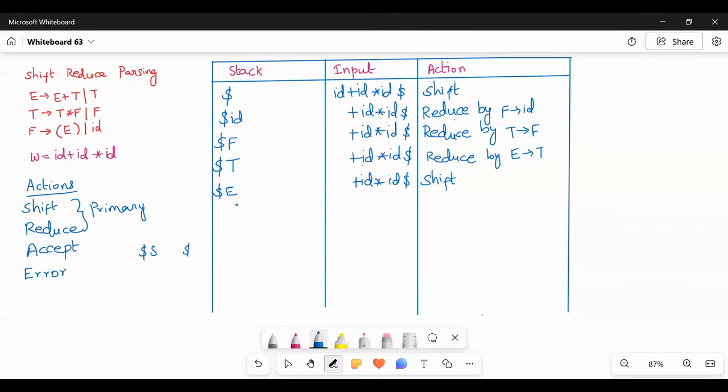So one input symbol from the input buffer, the next input symbol is plus. Plus will be shifted onto the stack. So the remaining input is id star id dollar. Then check whether E plus is a handle or not. E plus is not matched with any of the right hand sides. E plus we have here, but E plus is not a handle alone. We have T also. So E plus is not a handle right now. So the next action is also shift.